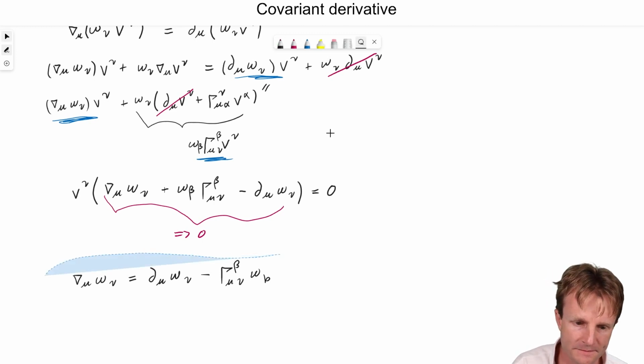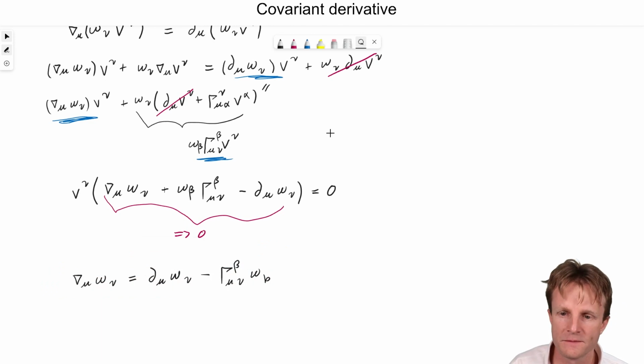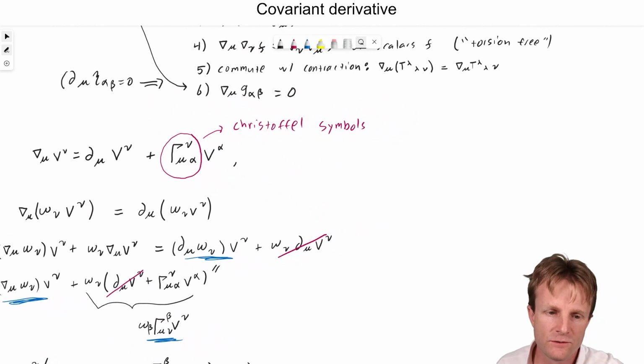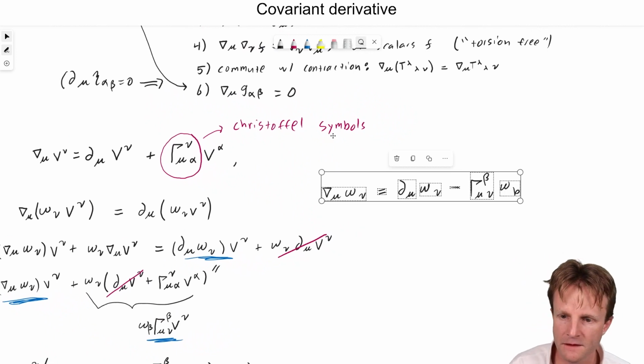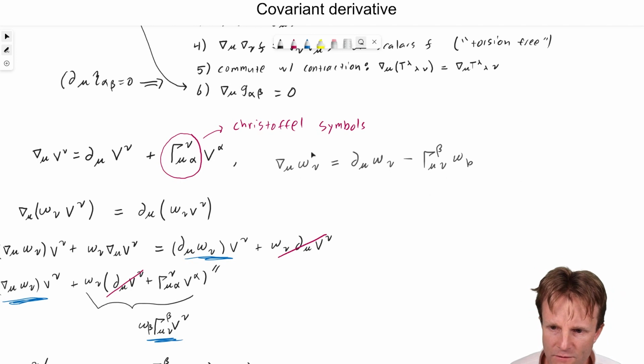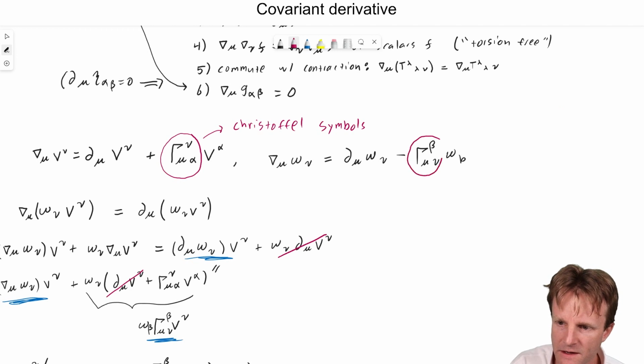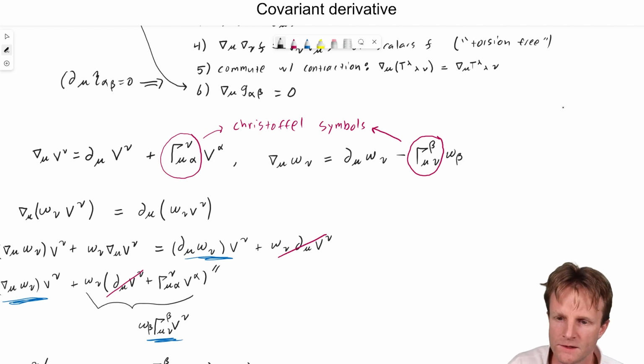Now, let's compare to the derivative of a vector. Up here we have the derivative of a vector. And now here we have the derivative of a one form. And the Christoffel symbols appear. And they look similar, but there's a crucial difference. There's a minus sign for the one form, and the indices are in slightly different places. This should have said beta. But the index placement is easy to understand because it's the only way it could be allowed by the notation.